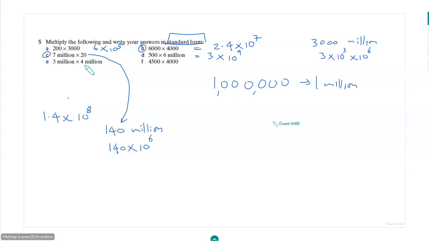1.2 times 10 to the power of 7. 7. How is it 7?